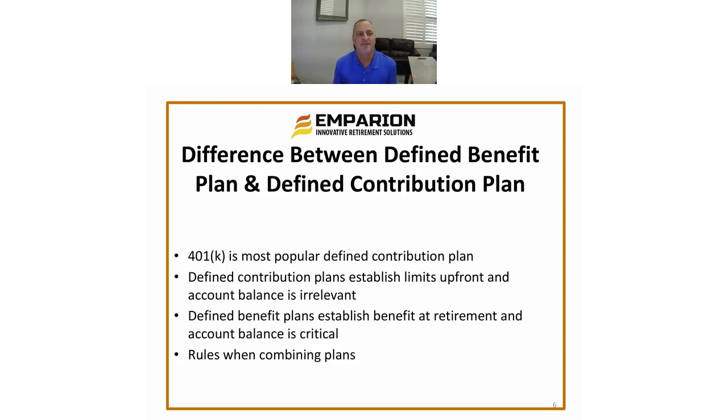So let's talk a little bit about the difference between a defined benefit plan and a defined contribution plan. Most of our clients that come to us already have a defined contribution plan, like a SEP or typically a 401k plan. Those are types of defined contribution plans. So really, the limits are established by the IRS up front. Once you make that maximum contribution, it doesn't matter whether the assets in the plan go up or down, because the limits are established up front.